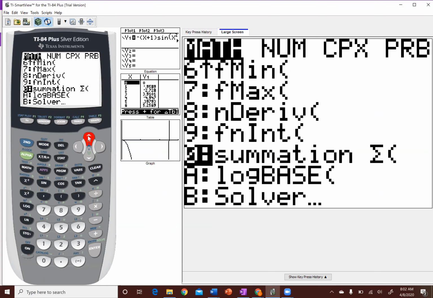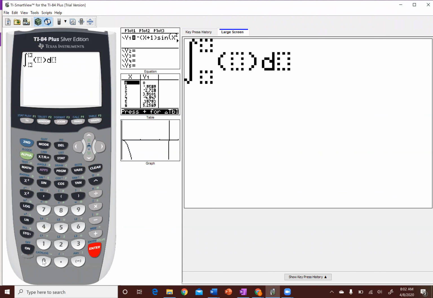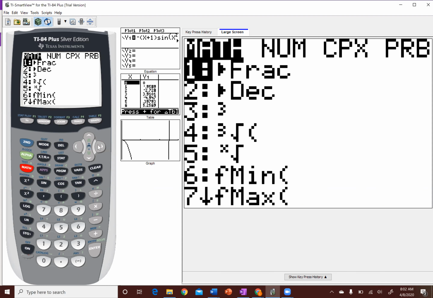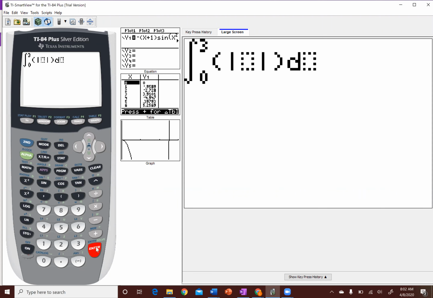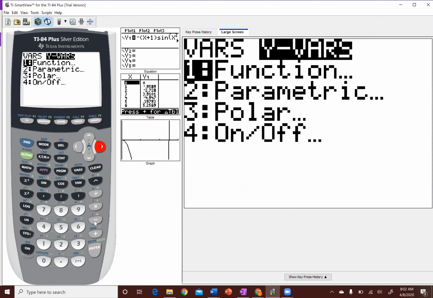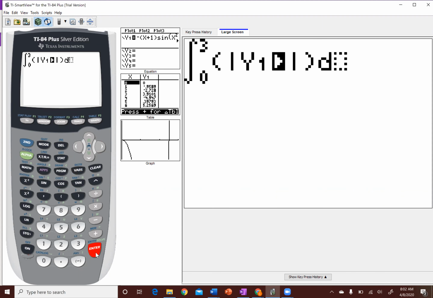All right, math, fnInt, lower bound of time is 0, upper bound is 3. Now it's time for the integrand, but I first want to wrap an absolute value around my velocity. So I'm going to press math, scroll over to num, select abs. And now instead of having to type in my function, I'm just going to press vars, Y-vars, function y1, because that is where I initially typed my function into y1.